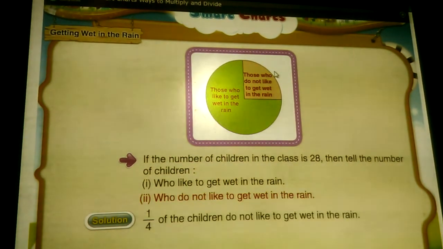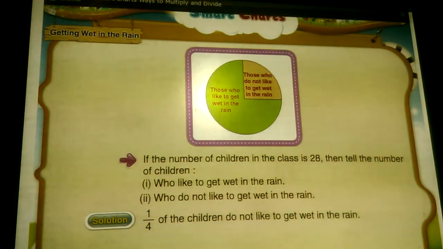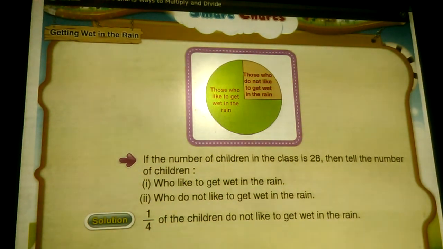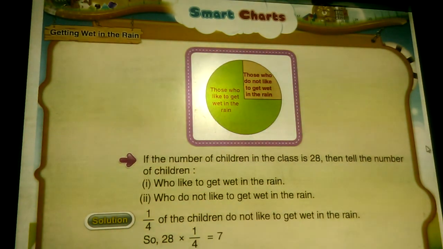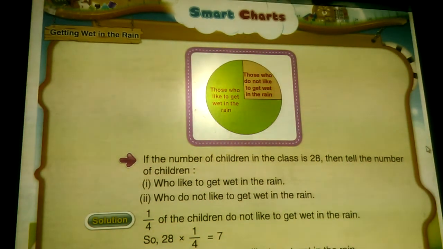Now, the number of children who do not like to get wet in the rain is 1/4 of the total number. So, we need to find 1/4 of 28. So, 28 into 1 upon 4 is equal to 7. Thus, 7 children do not like to get wet in the rain.